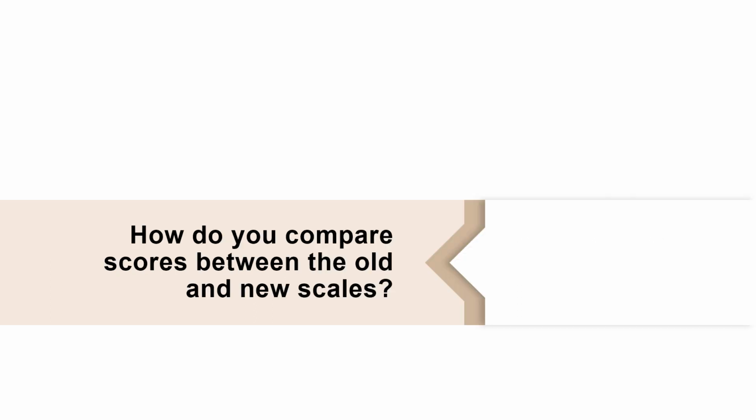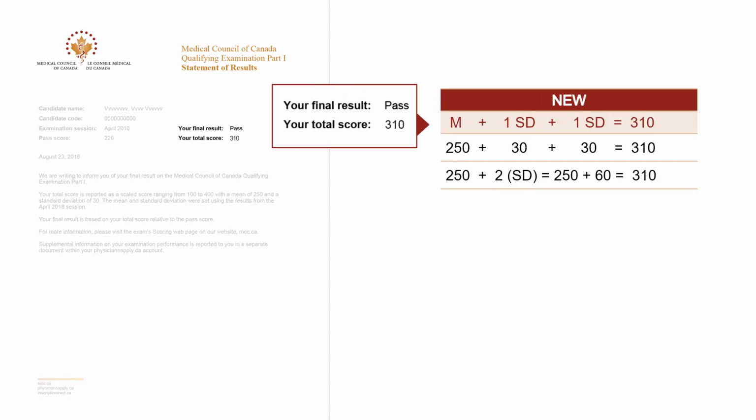Need to compare the old exam scales and the new exam scales, but not sure how to do so? While we do not encourage comparing scores directly, we'll show you how to compare relative performance between the old and new exam scales. Scores can be compared to the mean and standard deviation of total scores using results from when the new exam score range was established. For example, a candidate who took the MCCQE Part 1 and received a score of 310 based on the new 100 to 400 scale, with a mean score of 250 and a standard deviation of 30, is 2 standard deviations above the spring 2018 mean.